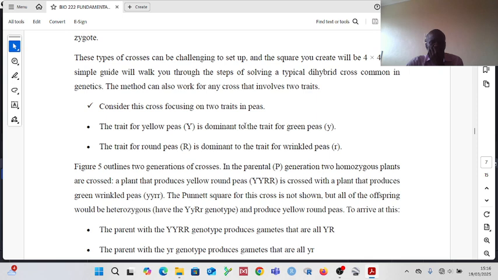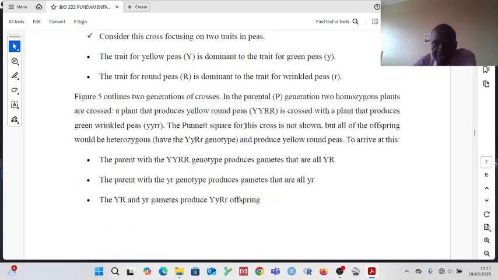So let's have a look at an example of two traits in a pea plant. Two traits in a pea plant. So let's think of the color and also the shape. What is the color? Is it yellow? Is it green? What is the shape? Is it round or is it wrinkled? So is it smooth or is it not smooth?